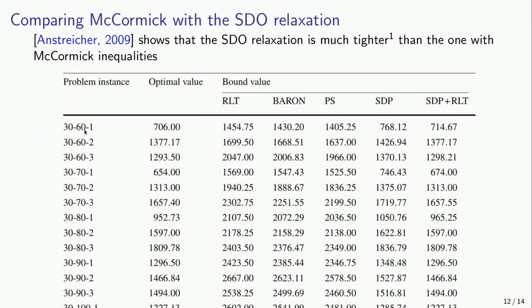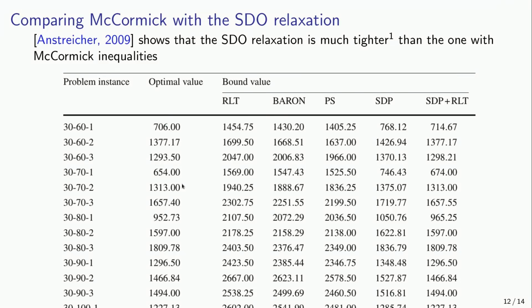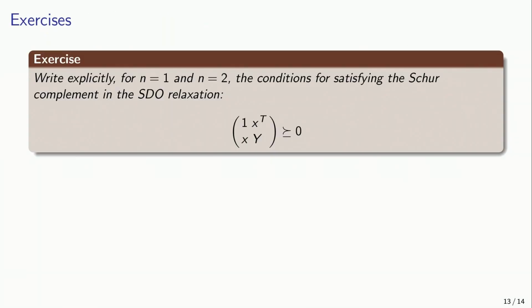So this is the optimal value for an instance with 60% density and a matrix that is 30 by 30. The RLT, it's called here RLT, but it's basically just the McCormick constraints. The McCormick constraint gives you a bad upper bound, a dual bound of 1400 for an optimal value that is 700. Baron probably didn't work too well at the time, and it gives a slightly better bound. This one is not important. The semi-definite optimization relaxation gives you a bound that is much tighter, 768. And so the natural thing to do is, okay, we have a nice relaxation with the semi-definite optimization, the semi-definiteness constraints. Let's try to pair the McCormick constraints with the semi-definite constraint. And what happens is that the bound gets even stronger. I show this for the first row, but a similar pattern happens for all instances. Let's do an exercise.